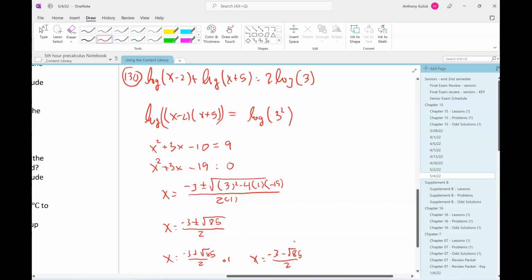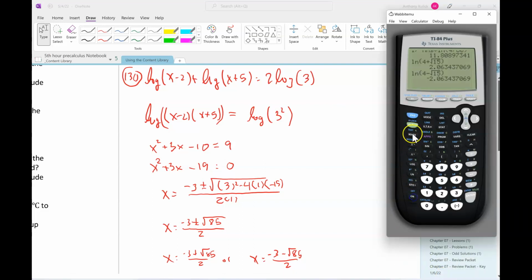Am I done? No, what do I still need to do? I need to check, right? So remember my check, I just need to see if when I plug these values for x back into my original equation, the number inside the logarithms has to be positive. So I'm going to convert these to decimals real quick because I don't know if negative 3 plus the square root of 85 over 2 minus 2 is going to be a positive number or not, just by looking at it.